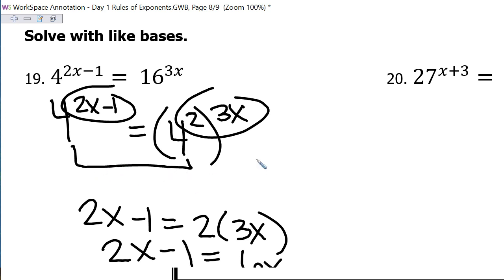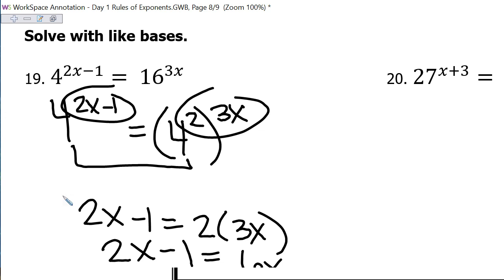6x. Solve for x. Subtract 2x to both sides. So negative 1 equals 4x. Divide both sides by 4. And what does x equal? Negative 1/4. Now if you have something like negative 2/8, make sure you simplify it.